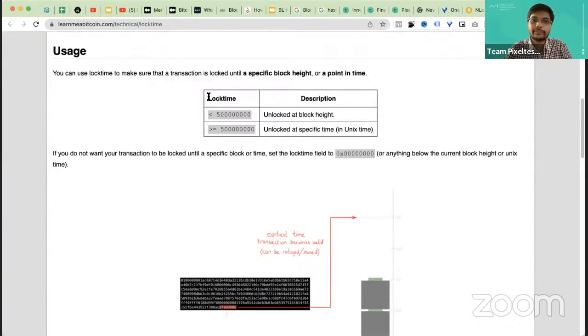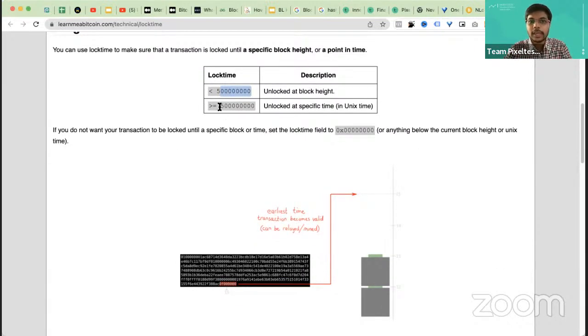For example, if the nLockTime is less than 5 into 10 to the power of 8, then it will be unlocked from the memory pool and validated after so and so length of the block. We'll see that example here. And if it is greater than or equal to 5 into 10 to the power of 8, then it is specified in Unix time, right? So you also understood what the Unix time is.